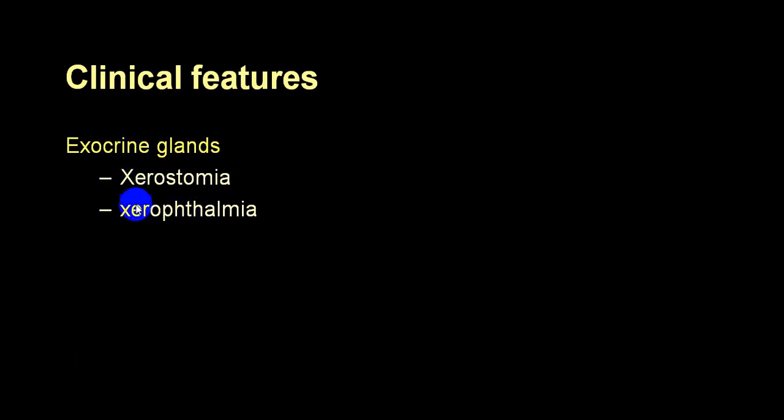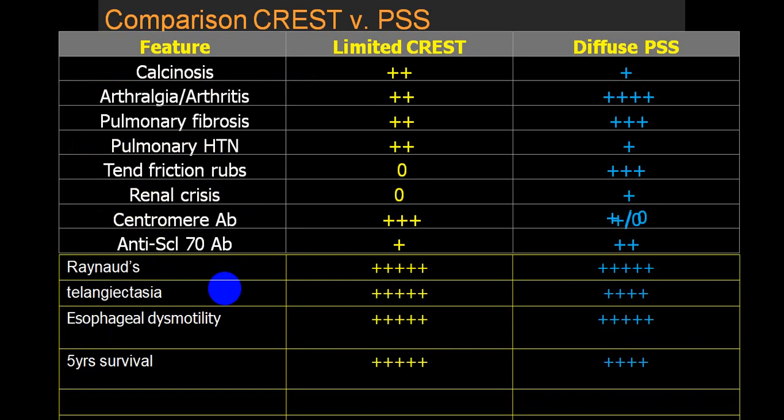Exocrine gland involvement can give rise to xerophthalmia and xerostomia, which is one of the parts in case of Sjogren syndrome. There are two terms commonly utilized, limited (CREST) and diffuse primary systemic sclerosis. And these are the findings.